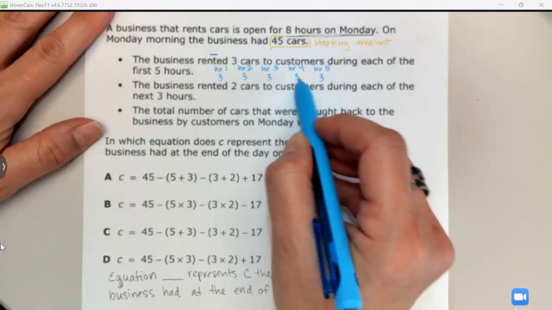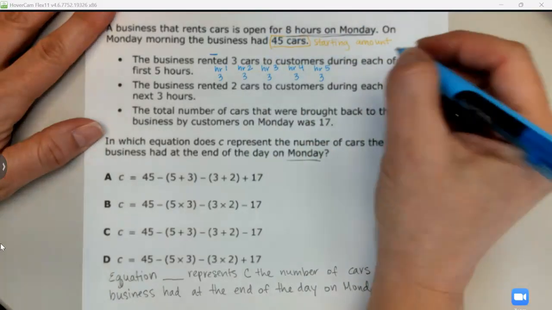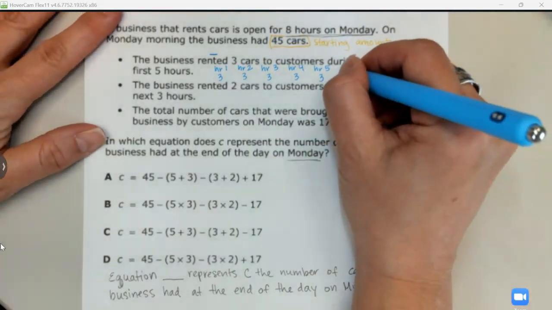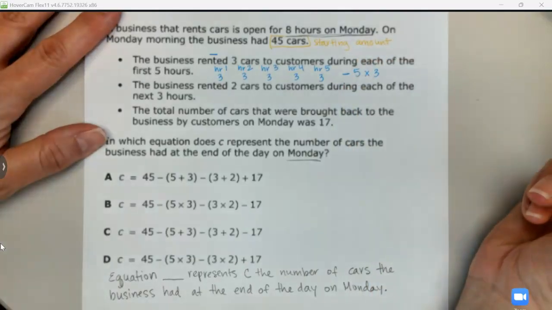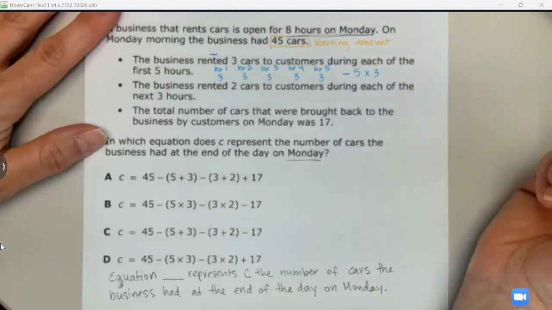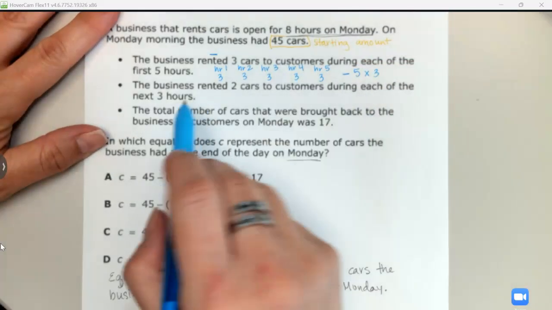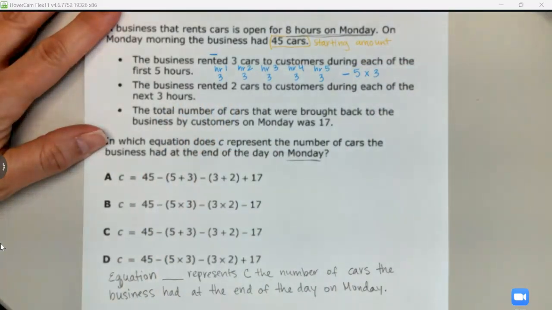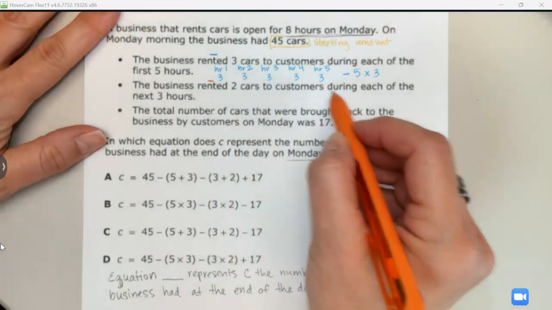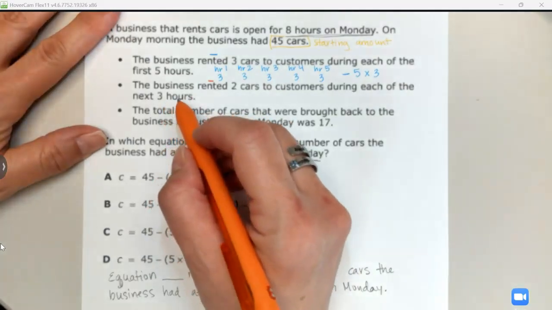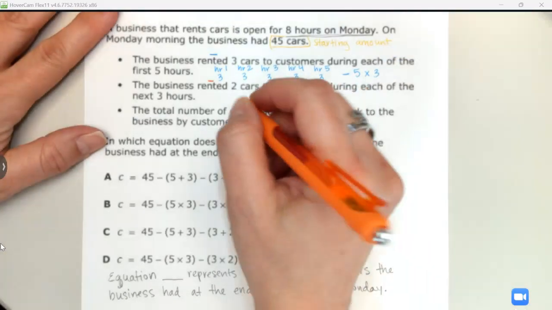So we're seeing repeatedly that 3 cars were rented in the first 5 hours. So we could represent that as subtraction 5 times 3. It could be in parentheses. It could not be in parentheses. Let's read further and see what we're going to need. The business rented. So again, we're talking about renting, and so that's going to be subtraction again. 2 cars to customers during each of the next 3 hours. So we had 5 hours and we have 3 hours. So that's our 8 hours for Monday.